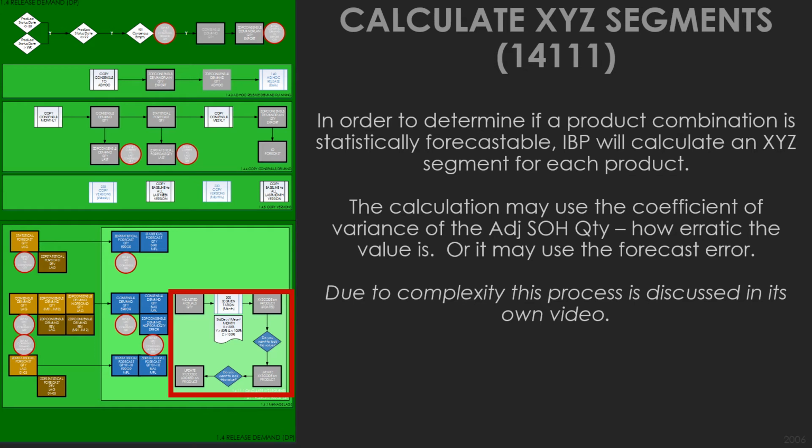Calculate XYZ segments. In order to determine if a product combination is statistically forecastable, IBP will calculate an XYZ segment for each product. The calculation may use the coefficient of variance of the adjusted sales order history quantity, how erratic the value is, or it may use the forecast error. Due to complexity, this process is discussed in its own video.